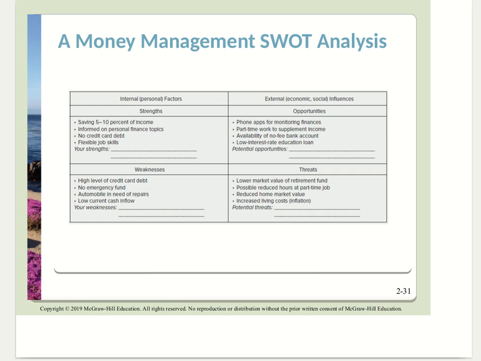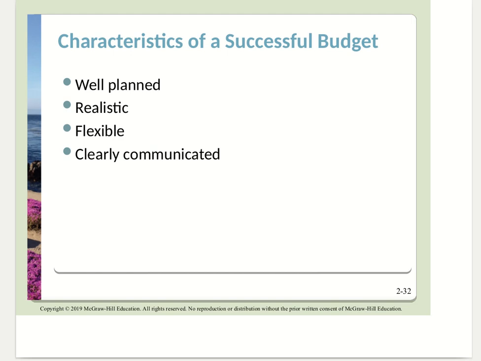Another thing to think about as far as managing your money is a SWOT analysis. SWOT stands for strengths, weaknesses, opportunities, and threats. Strengths and weaknesses are things that you can do something about. Opportunities and threats are things that are outside of you that you can't do anything about. So you go through and think about, what are some of my strengths as far as my money management? What are some of my weaknesses? What are some opportunities that are out there that I might be able to take advantage of? And what might be some possible threats that I may want to see what I can do to avoid? So just think about doing a quick SWOT analysis.